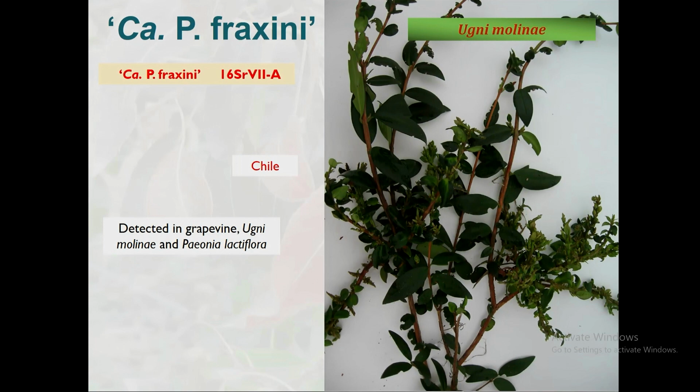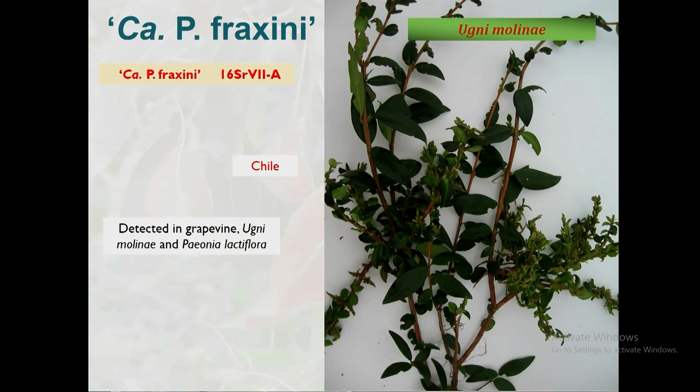Then we are jumping to another Candidatus, Candidatus Phytoplasma fraxini, that we found associated to Ugni molinae. In Spanish it is named Murtilla. This is a bush that grows spontaneously in the south of the country, and is very important because it produces a berry that is very, very good, very nice. And when the phytoplasma 7A and the other one, 5A, is present in this plant, the plants show witch's broom. The fruit is small and without color, and generally without flower.